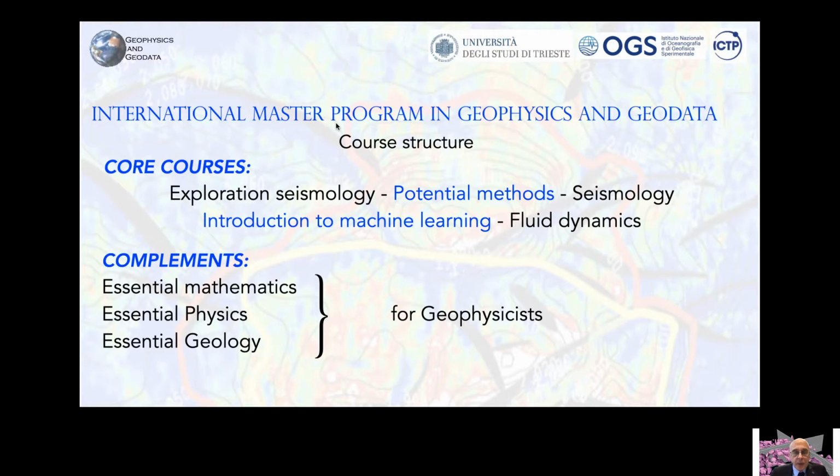How is the training program arranged? Well, you will have a core of the program, which is made of 5 courses, mandatory for all of the students enrolled, which are exploration seismology, potential methods, seismology, introduction to machine learning, fluid dynamics. We provide complements, taking into account the fact that you may come from very different scientific, technical backgrounds. And so we provide complements of mathematics, physics, and geology, aiming at providing a homogeneous background for everyone in order to benefit in the best way of all of the specialization courses you may then choose.